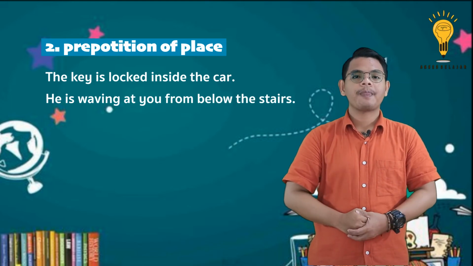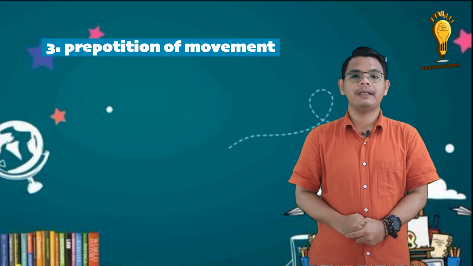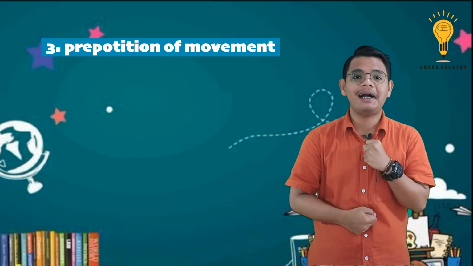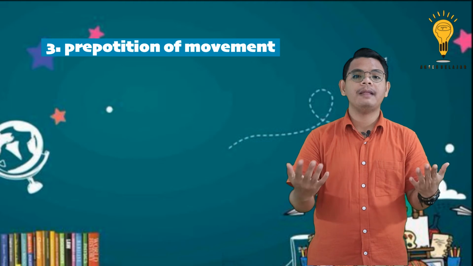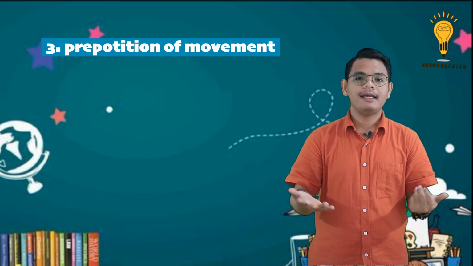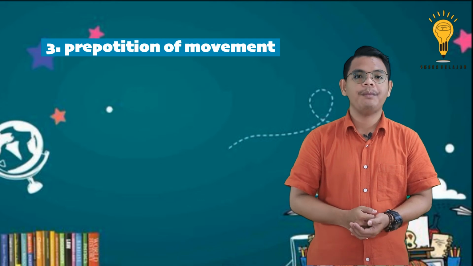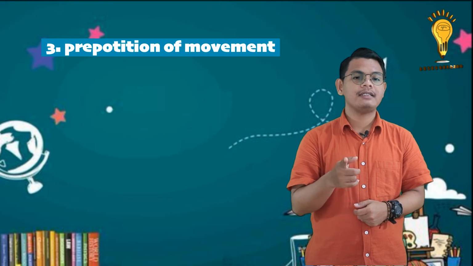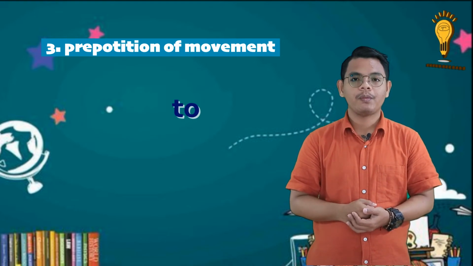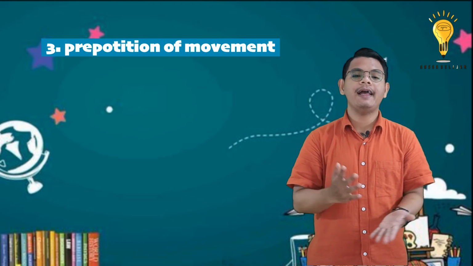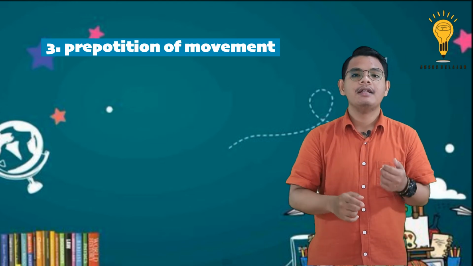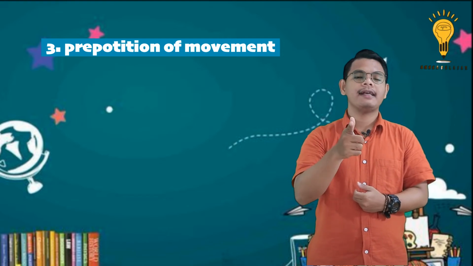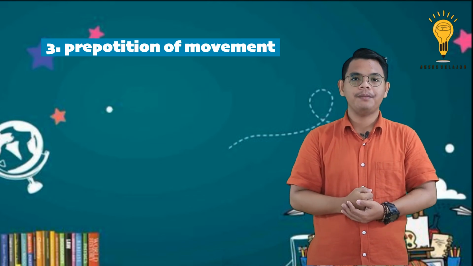Okay, number 3, prepositions of movement. Prepositions of movement are quite easy to understand as they are less abstract than prepositions of place and time. Essentially, they describe how something or someone moves from one place to another. The most commonly used preposition of movement is to, which usually serves to highlight that there is movement toward a specific destination. So look at the examples of prepositions of movement.